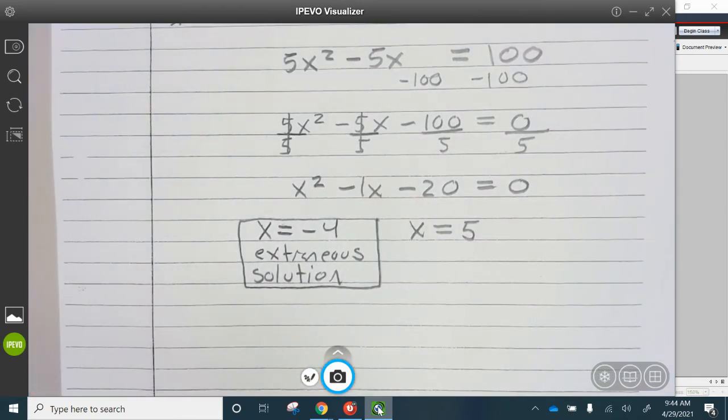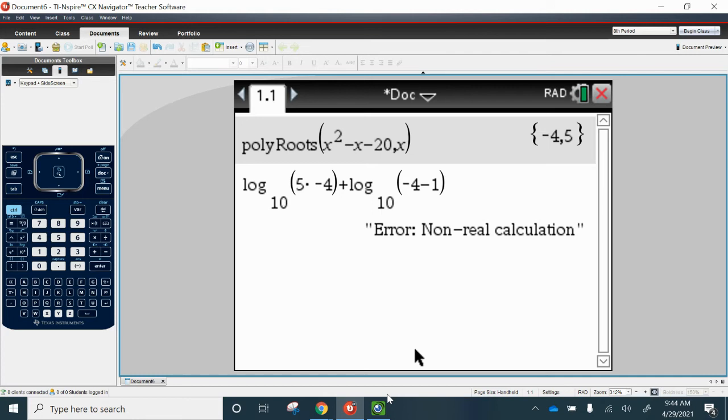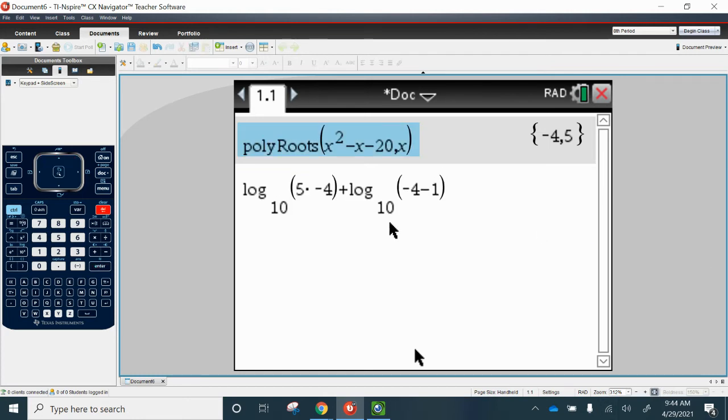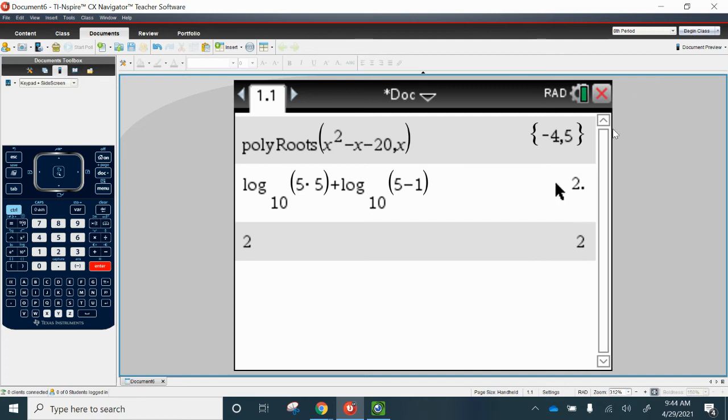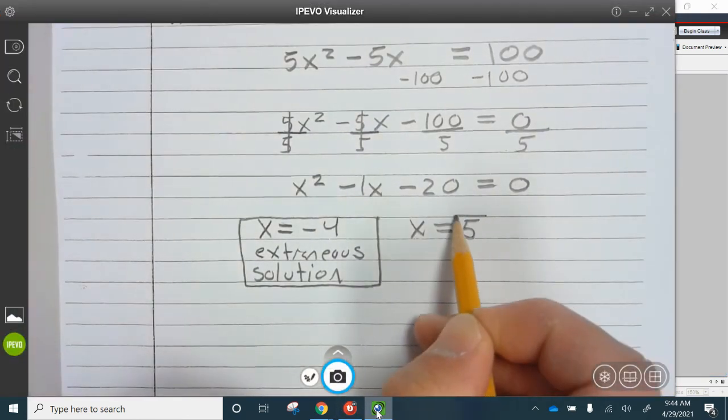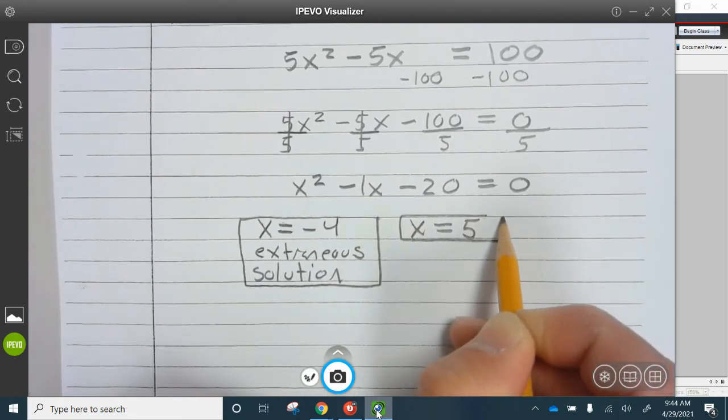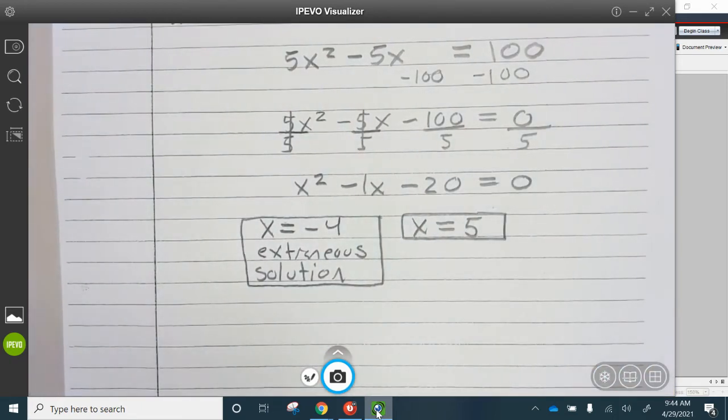Okay. Now let's check x equals 5. So I'm going to highlight this, press enter, delete this one. Now I'm going to change everywhere there's a -4, I'm going to put a +5. Now we know the other side equals 2, so 2 equals 2, so x equals 5 is a solution. All right, go ahead and finish up question 12.